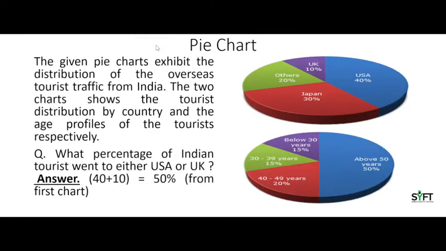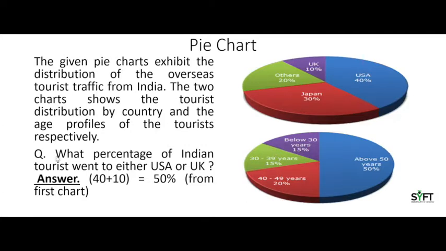Here in this example, the given pie chart exhibits the distribution of the overseas tourist traffic from India. The two different charts show the tourist distribution by country and the age profiles of the tourists respectively. So here this pie chart is showing the tourist distribution by country and the second one is showing the age profiles of the tourists who are going overseas from India.